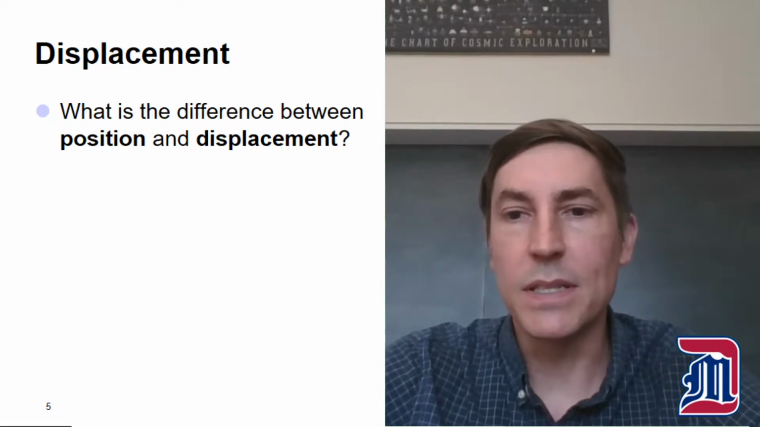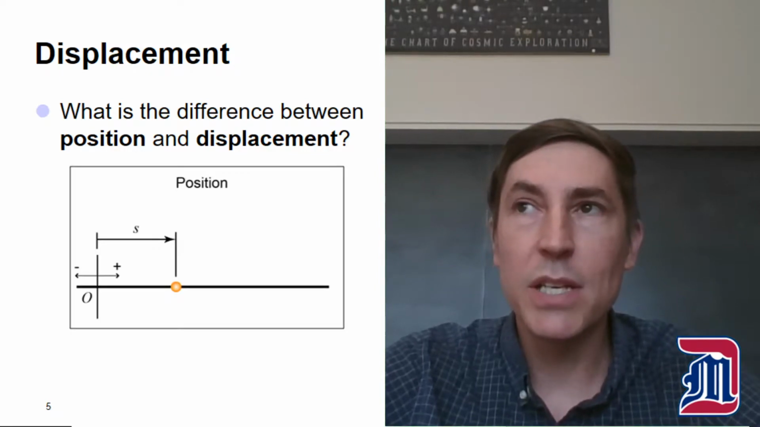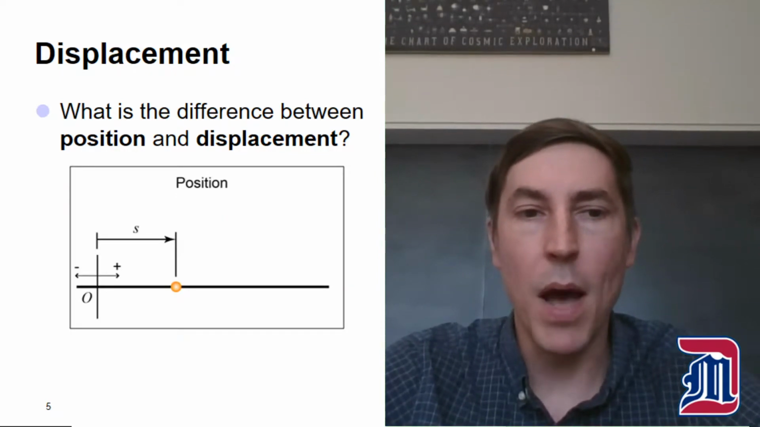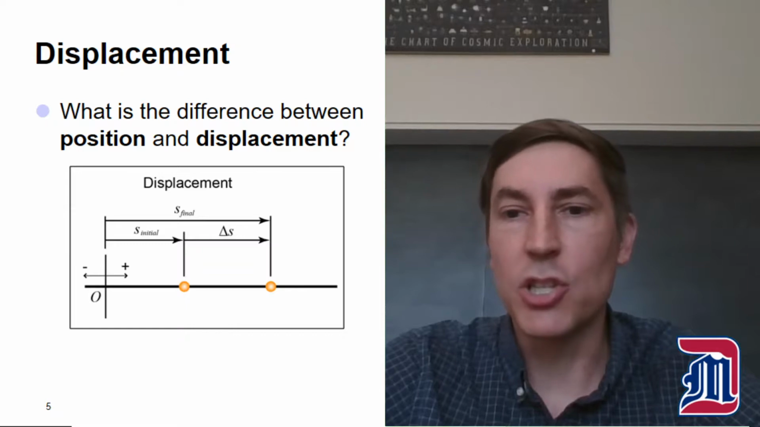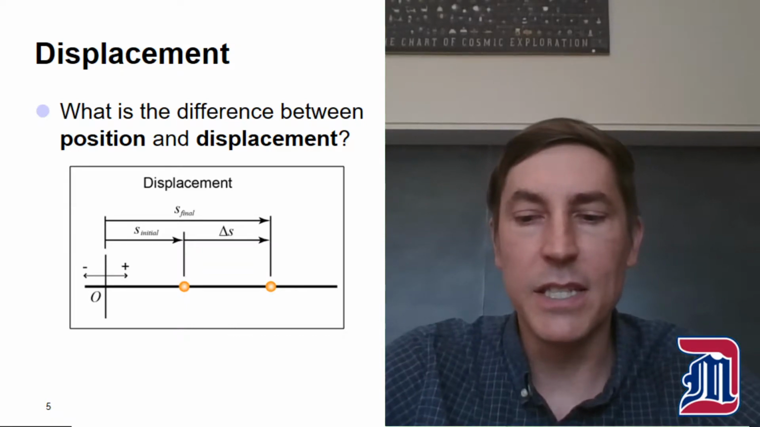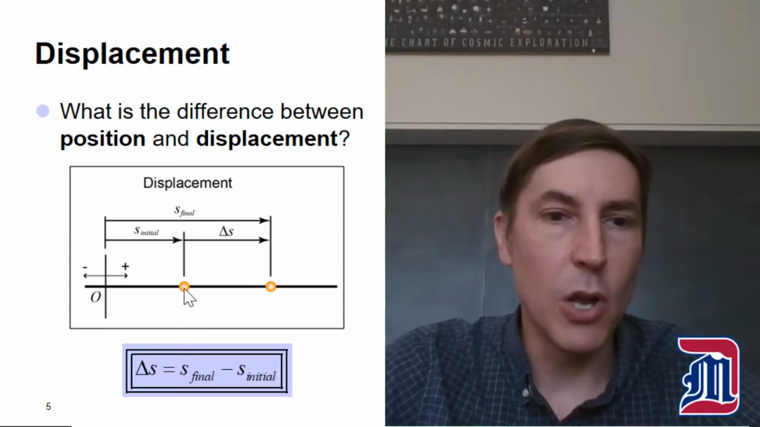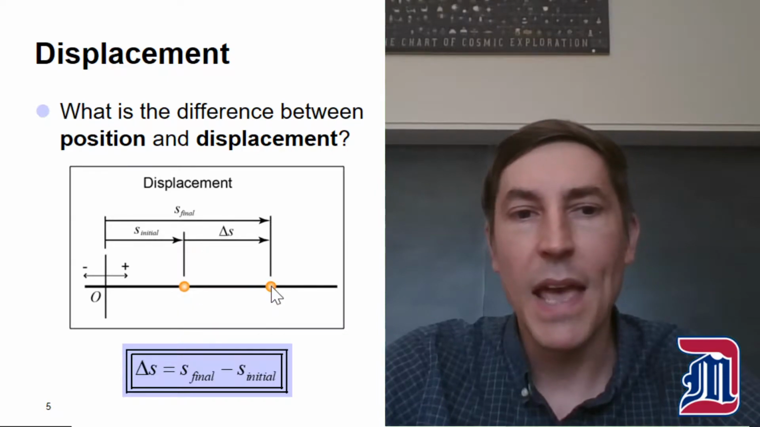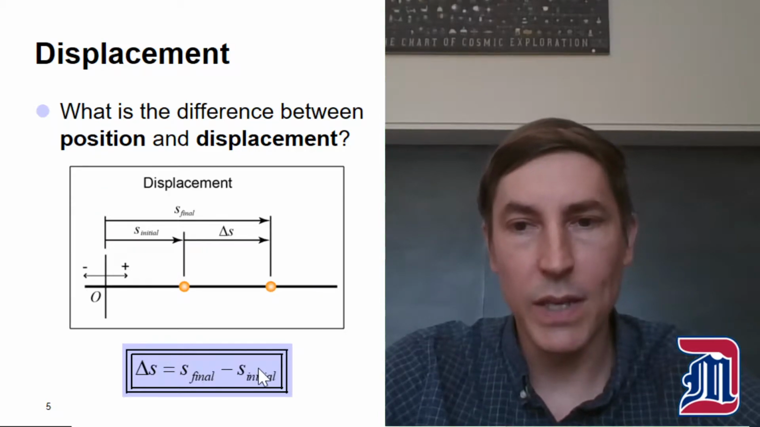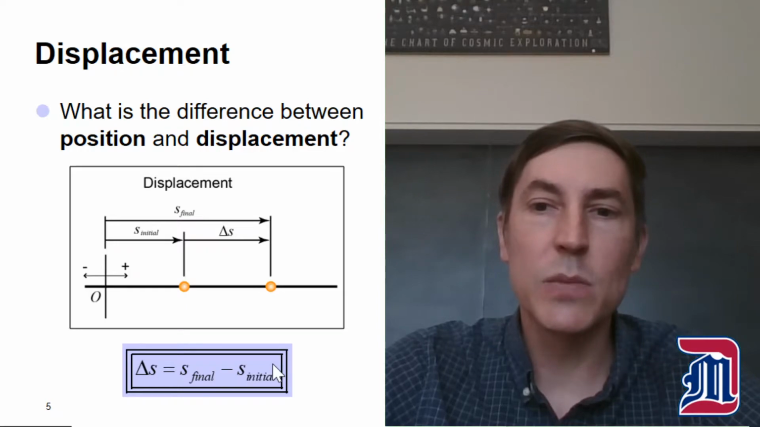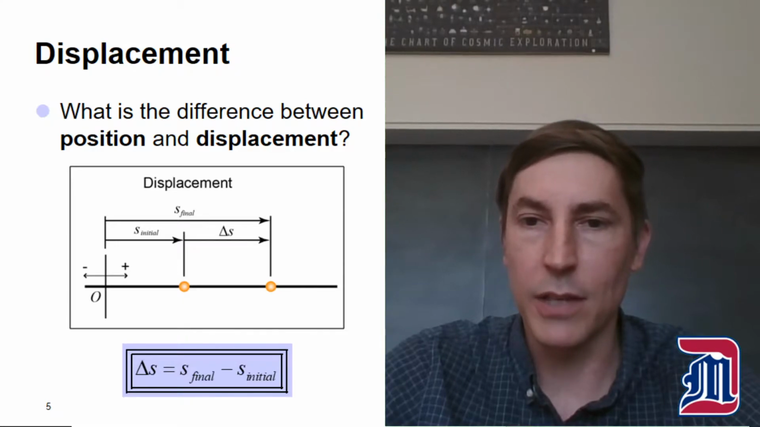Another important concept is displacement, and displacement is related to position, but it's different than position. So position is an absolute sort of concept. Where am I relative to the origin? Displacement is a change. It is the difference between where I ended up and where I started. And so in this case, maybe I started at 3 units and I ended up at 6 units. And so my displacement was 6 minus 3 is 3 units. So my displacement was 3 units to the right because it was positive. So the positive indicated the direction.